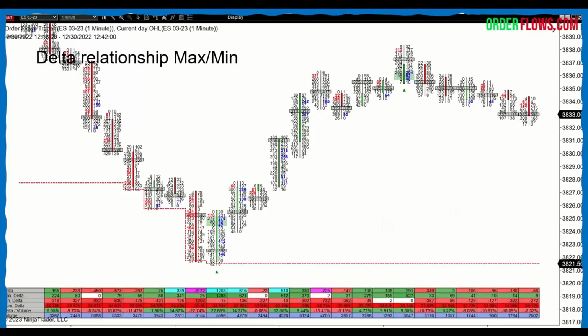So max delta will often appear on the bottom of your chart underneath your normal delta. It'll say max delta, min delta. Max delta is how strong delta was in a bar, the strongest it was. Min delta is the opposite, how strong negative delta was. What that means is positive delta is the aggressive buying taking place.